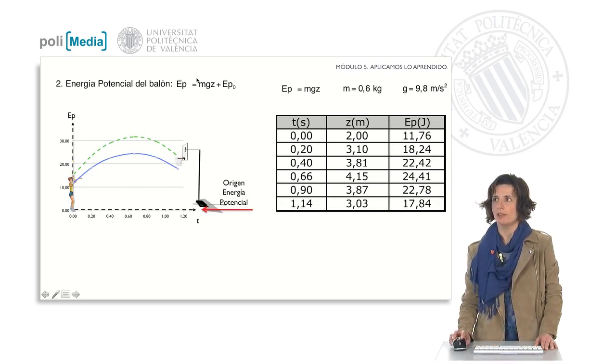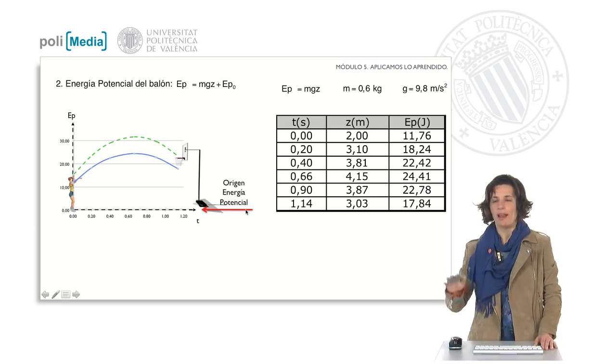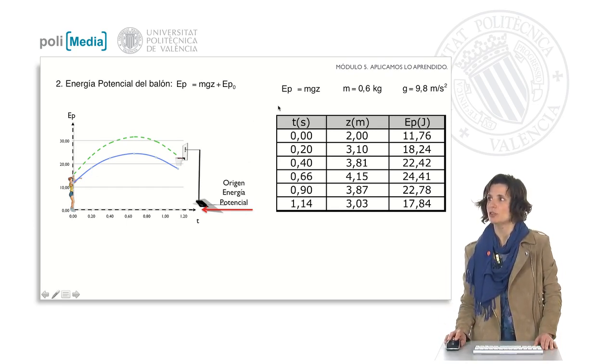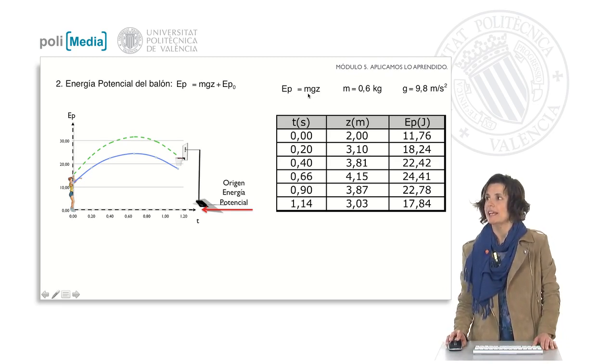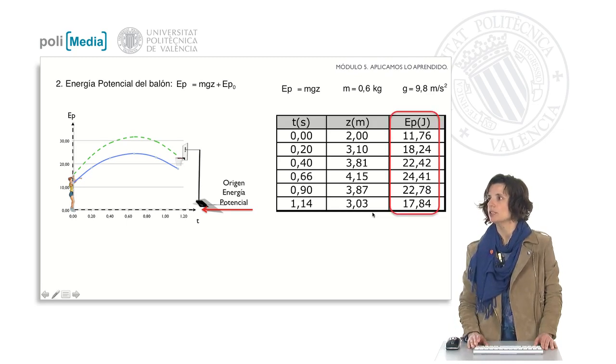Now let's calculate the potential energy. We know that the potential energy is equal to mgz plus the potential energy in the reference we take. In this case, I'm going to take as the origin of potential energy, z equal to 0, the ground. So in this case, I will use this expression, potential energy equals mgz, to do the calculations. m and g are data, 0.6 kilograms and 9.8 meters per second squared respectively. And z we have calculated as we have seen before in Module 1.5. With these values, we obtain the potential energy for the different instants of time.